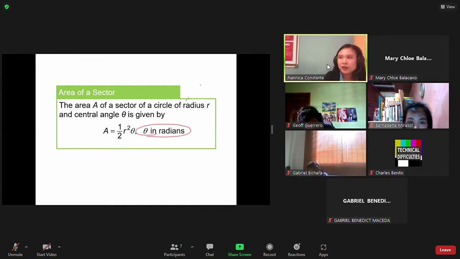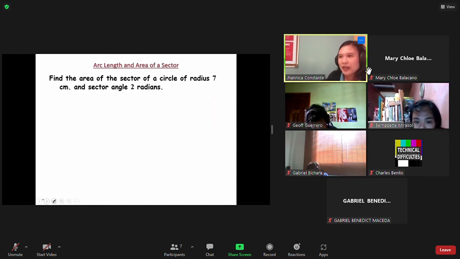For example, using this formula, okay na, can I proceed to the next slide? For example, we have this problem. Find the area of a sector of a circle of a radius of 7 centimeter and a sector angle which is 2 radians. That means the central angle has the measurement of 2 radians. When we say 2 radians, hindi siya in terms of degrees.